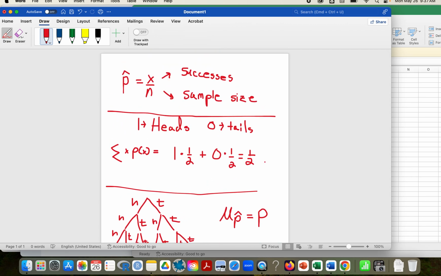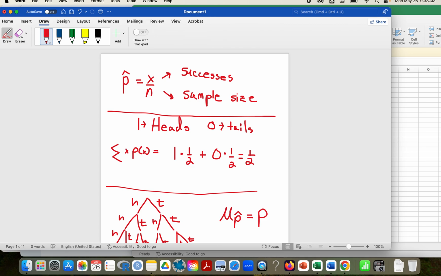So, first thing we need to understand is what p hat represents. It's akin to x bar, and it's the sample proportion. And p hat is x over n, where x is your number of successes and n is your sample size.